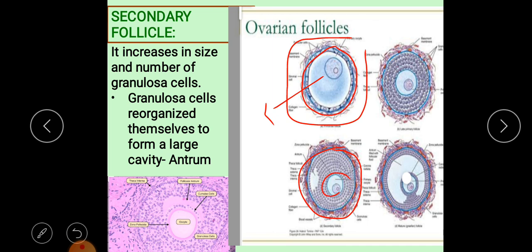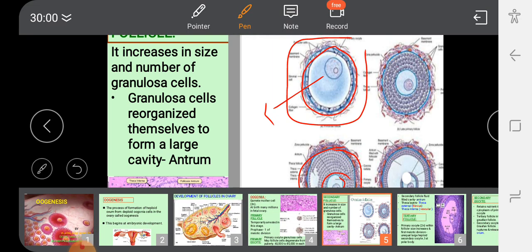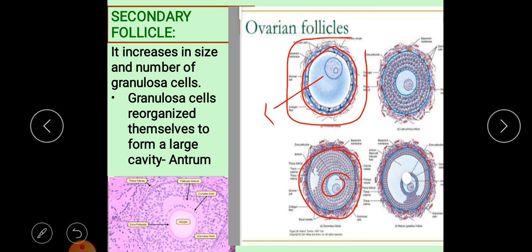This is the oocyte, surrounded by a granulosa cell membrane, with the granulosa cells. That is the follicle cells are developed. Along with that, some fluid-filled follicular fluid is also going to be secreted in the small space, that is the cavity.